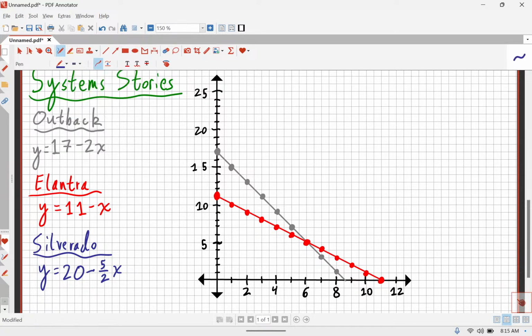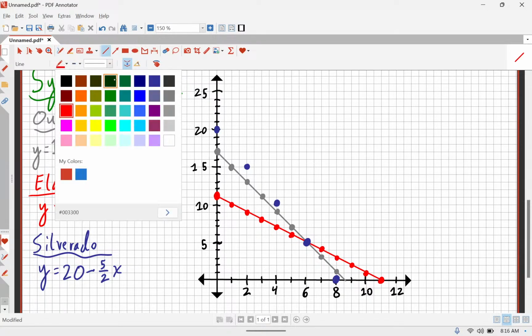Where's that telling me to start? Good, and then where's it telling me to go? Oh, not quite, because up 5 would mean that it's getting more gasoline as it drives, which would be really cool. That'd be awesome. That's fuel efficiency. If it's creating gas, now we're talking. So instead of going up, it should go down 5 and over 2. Very good. And then we connect those dots.